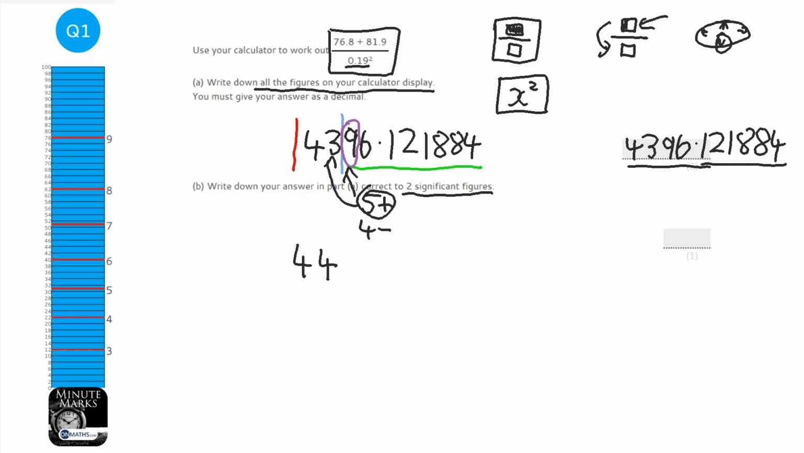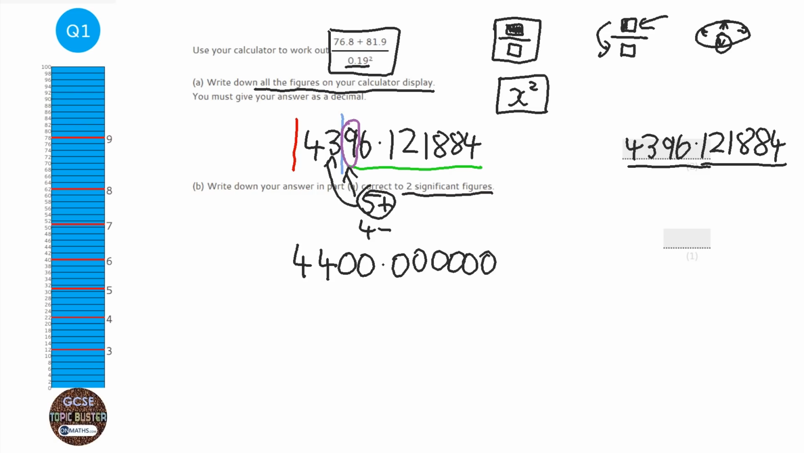All the numbers above the green line that I've just drawn reset to 0. They turn to 0. Now, if you think about it, if you have a number 4,396.121884 written down, and someone says, "Can you tell me roughly how much that is?" Then if you say the answer of 44, that's not roughly 44. It's nowhere near 44. So the 9 and the 6 will turn to 0. And actually the other numbers do too.